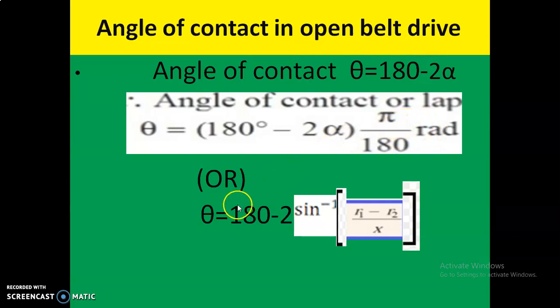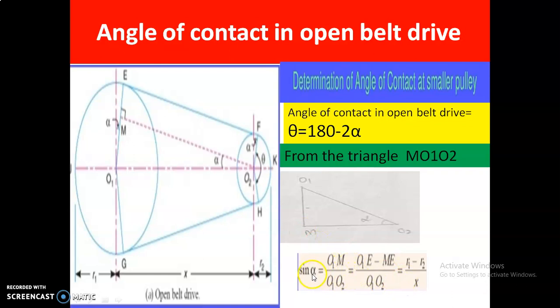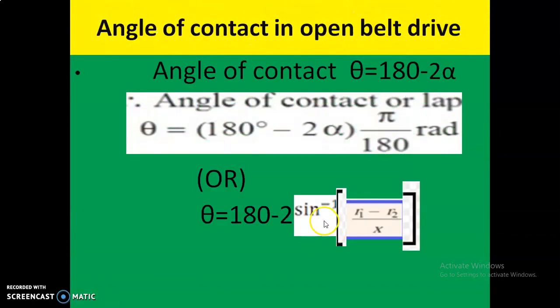Or we have another formula. For the angle of contact, theta is equal to 180 minus 2 into alpha, where alpha, from this equation, is sine inverse of (R1 minus R2) by X. Therefore, theta is equal to 180 minus 2 into sine inverse of (R1 minus R2) by X. This is also the angle of contact in open belt drive.